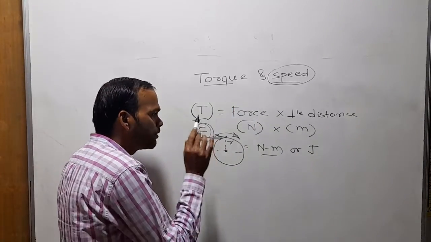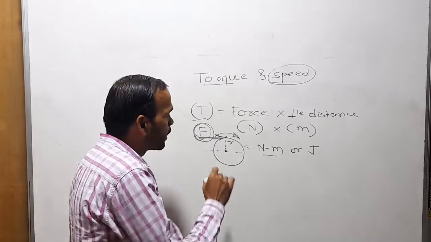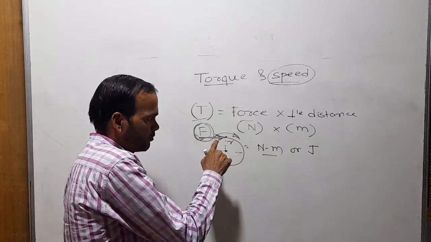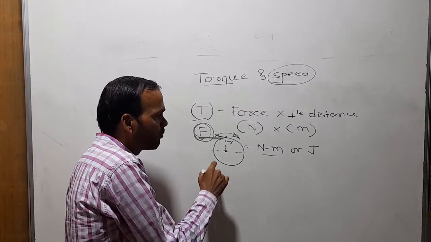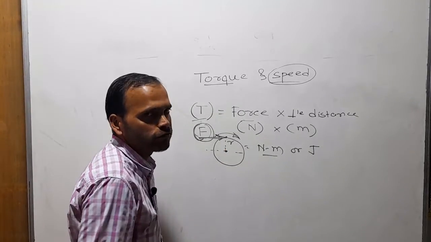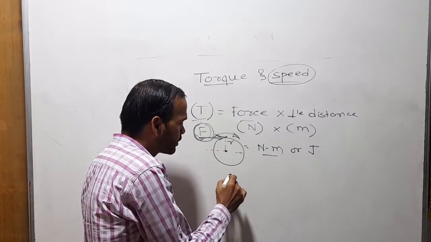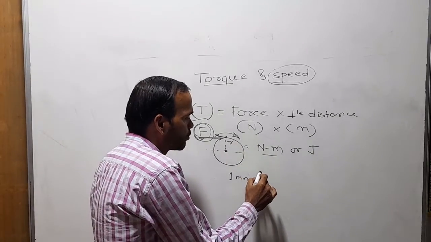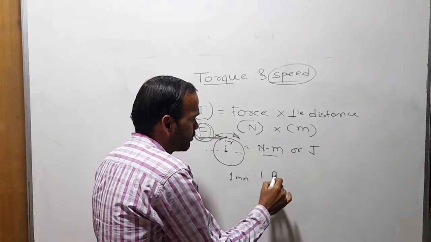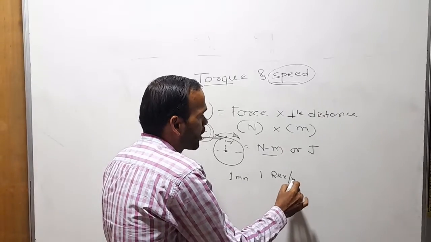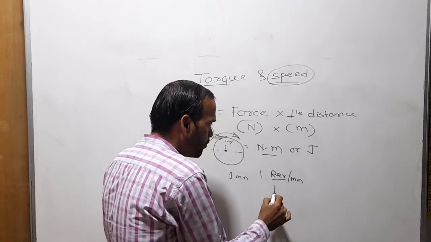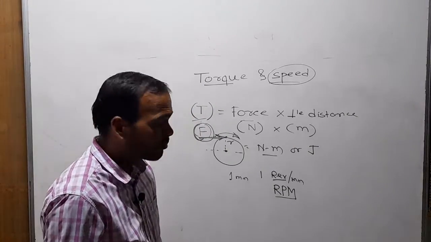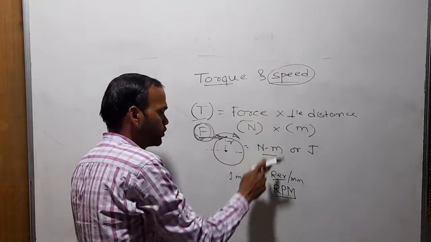Now, speed means, if this same component is rotated with this amount of torque, in how much time is one rotation completed? If one rotation requires 1 minute, then the speed of this particular shaft, or rotating element, is 1 revolution per minute, and hence revolution per minute is called RPM. What does it mean by RPM? Again, this is the unit of speed.